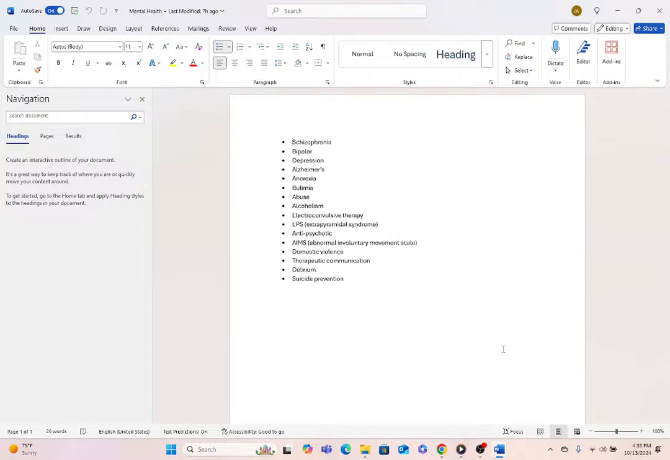Monitor them for bleeding. And yes, you have to apply pressure to any injection site longer, right? But here's the other thing that you will ask. What type of medication administration route should be avoided for this patient? What is it? IM. Very good. So avoid IM.